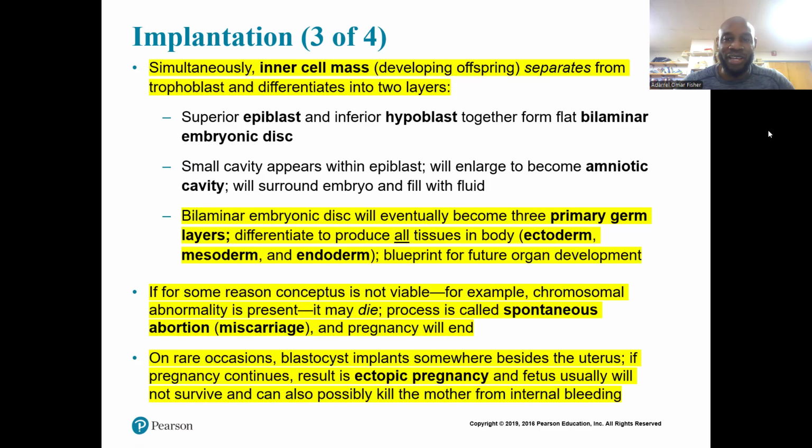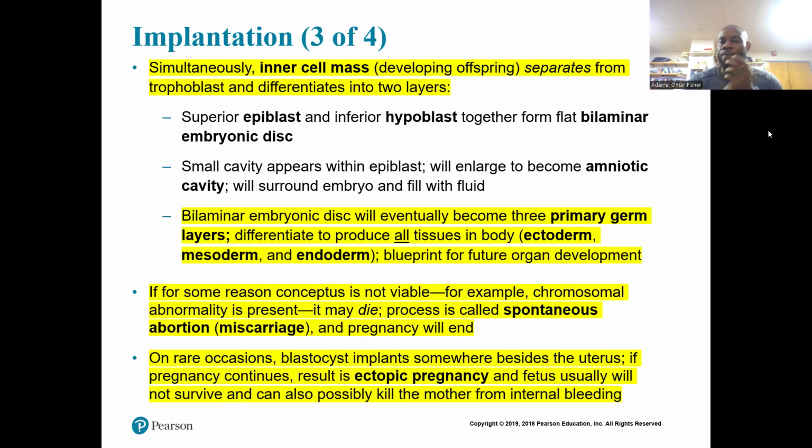The inner cell mass is the developing offspring, and differentiates into two layers, epiblast and hypoblast. The bilaminar embryonic disc will eventually become three primary germ layers, which differentiate to produce all tissues in the body: ectoderm, mesoderm, endoderm. Also have the future of organ development.